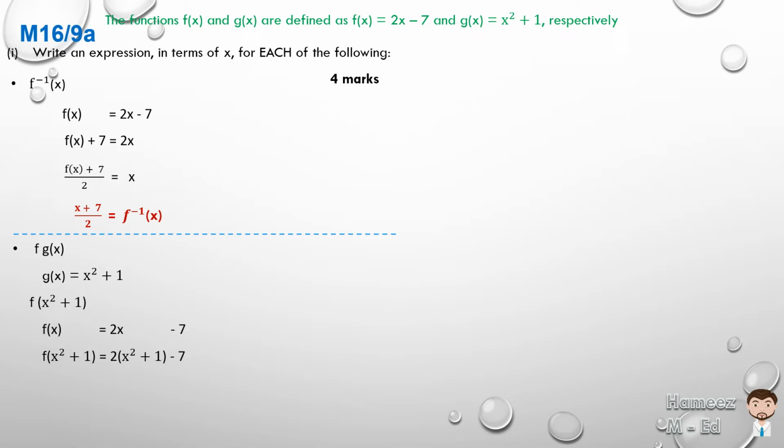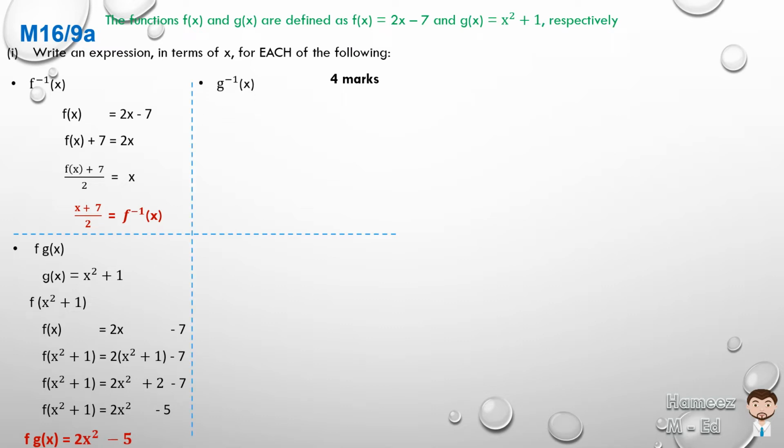So that will give us 2 times (x squared plus 1) minus 7. So that's 2x squared plus 2 as we expand the brackets, minus 7. And that is 2x squared plus 2 minus 7, which is 2x squared minus 5. As such, the composite function fg of x is equal to 2x squared minus 5.